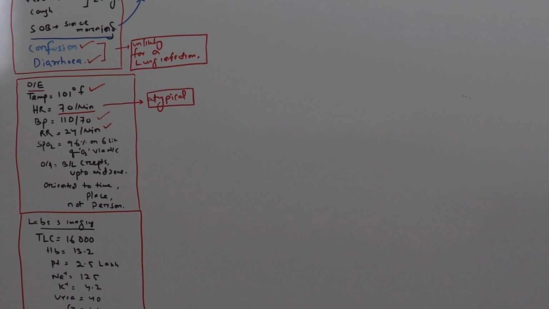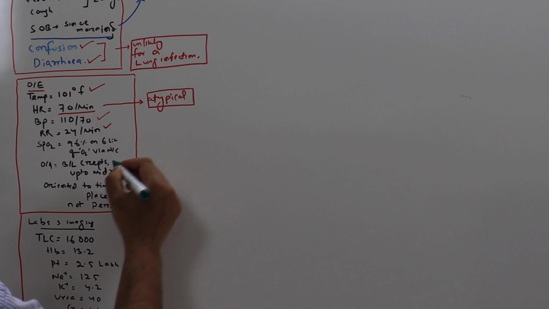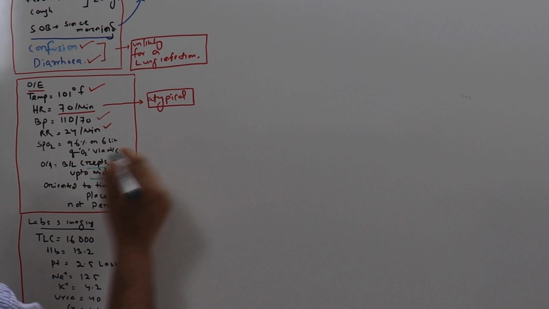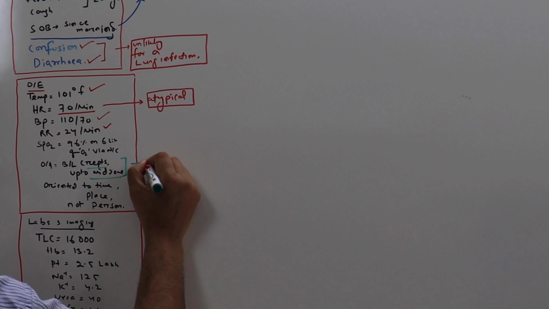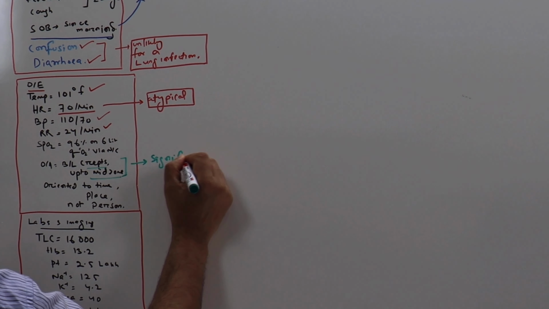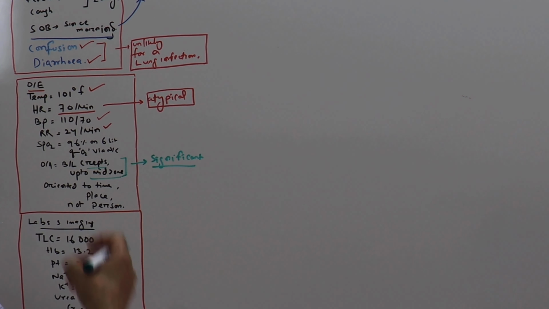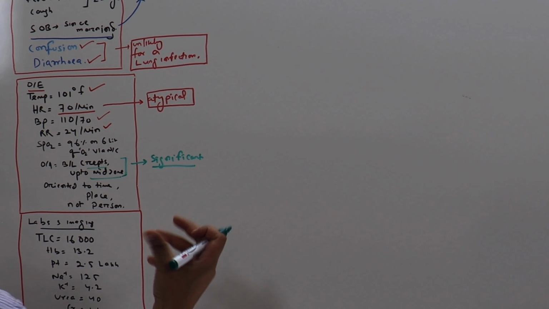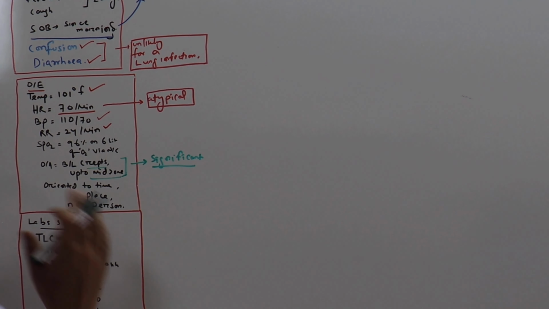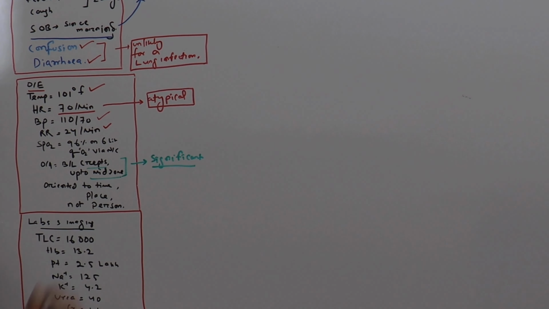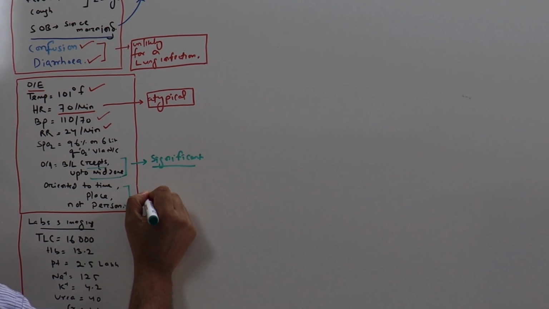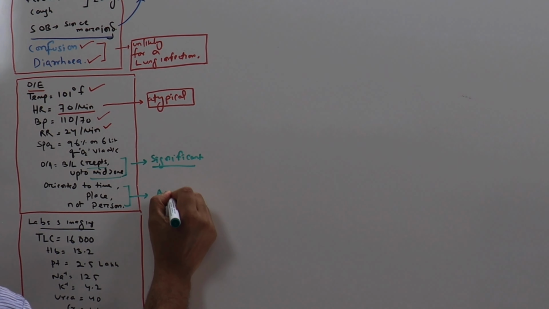On auscultation, here you can see there are bilateral crepitations up to mid zone. This is significant. Usually, when we have a pneumonia, there is a consolidation in the lung, so you can hear a bronchial breath sound in the lungs. But here, bilaterally, there are crepitations, and also the patient is confused. So there is altered mental status.